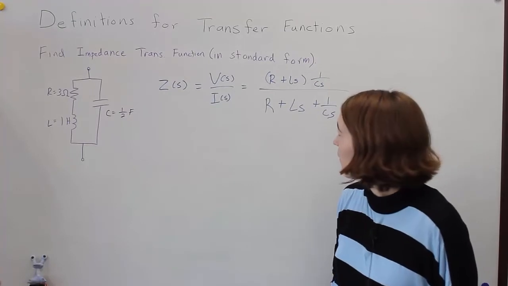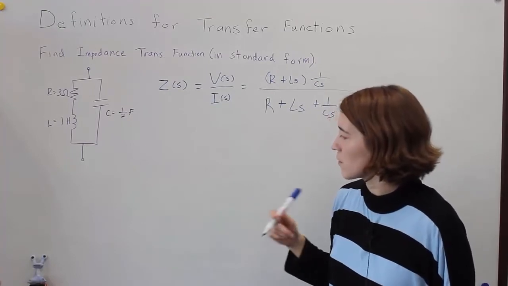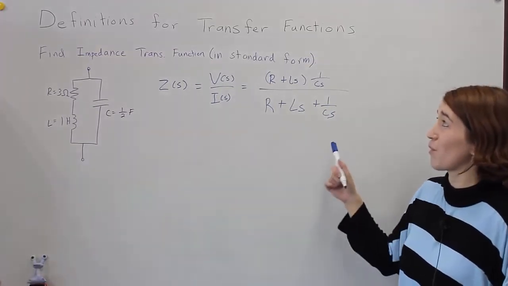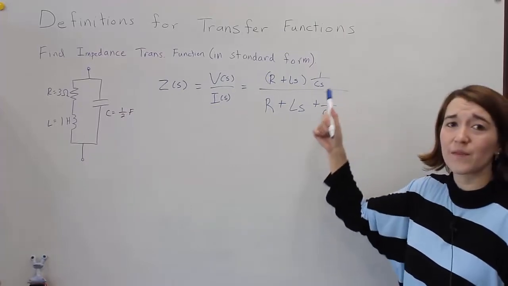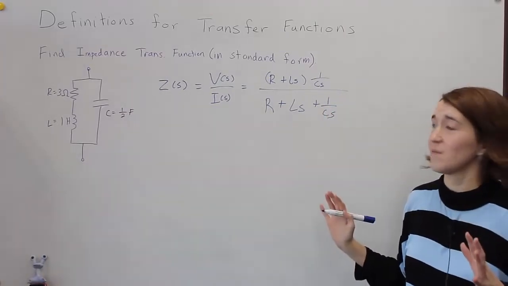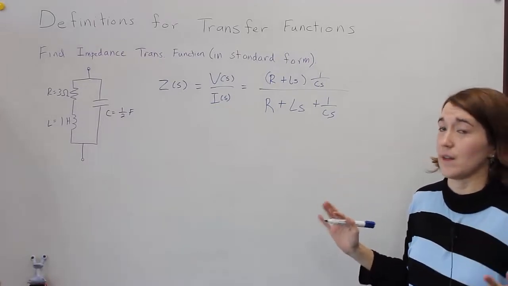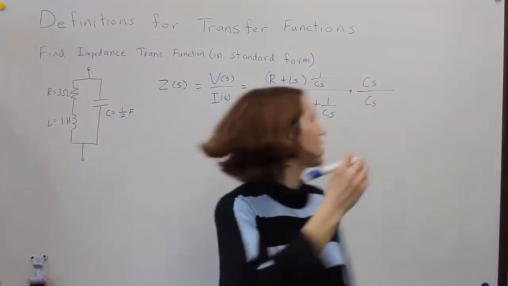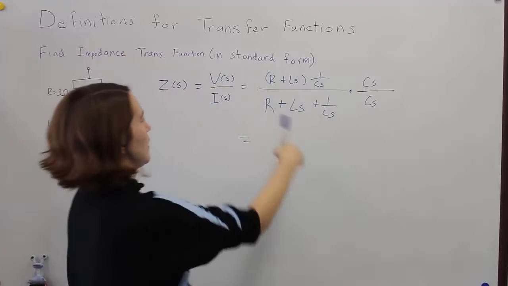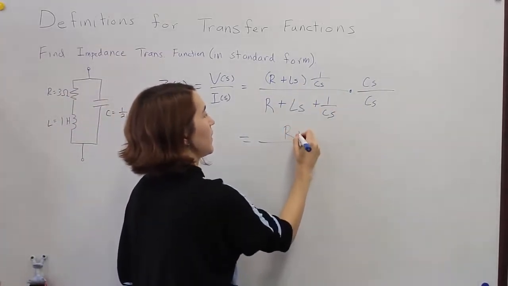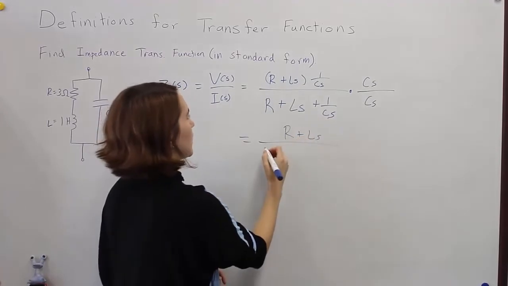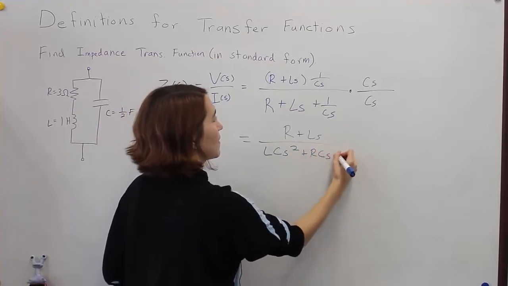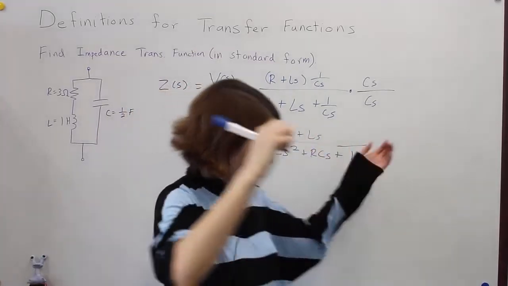What's that, Valerie? Oh, it's not in standard form yet? Oh, okay. So I guess this technically isn't a proper form because we have these S's at the bottom. So we have to manipulate this equation and put it into standard form. So we'll multiply by CS on each side, and well, that'll reduce, so this cancels with that, R plus LS. Multiply this through, we get, I'm going to move this to the front, LCS squared plus RCS plus 1. Okay, there we have it.